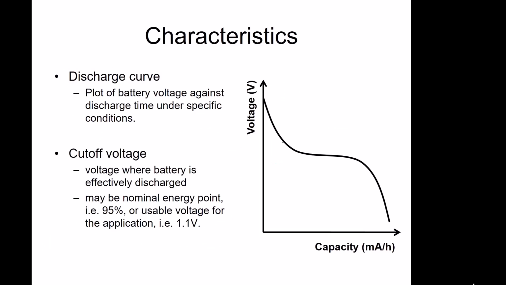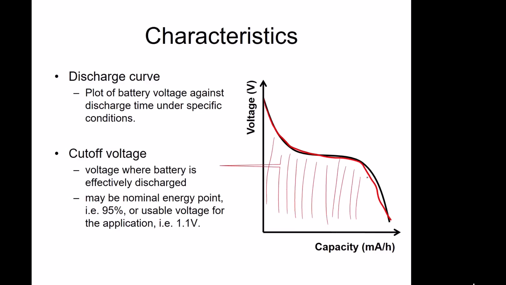The discharge curve looks something like this, and this would be different for different types of battery, but this is how much voltage it has compared to how much energy it has got left in it. So as you deplete the energy in the battery, the voltage will slowly drop, and when you've used all the energy up, then the voltage will drop very low.